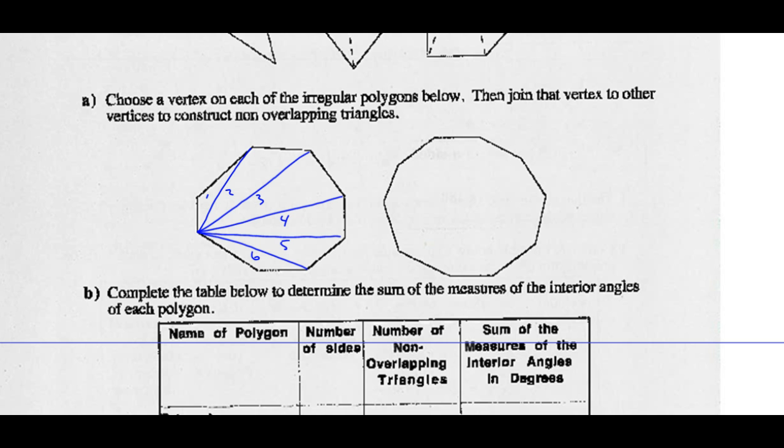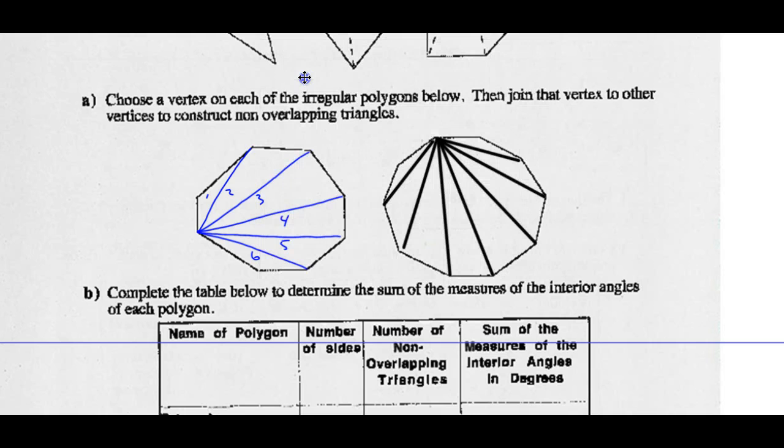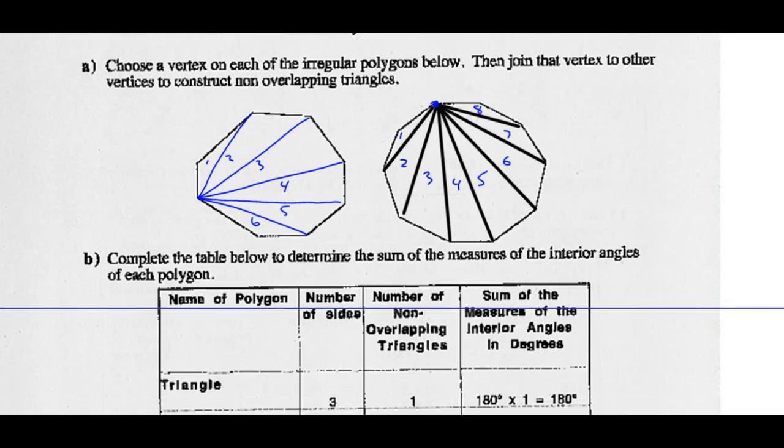You've got to do the same thing with the second shape here. Pause this and see how many non-overlapping triangles you come up with. So if you try this one, just the way I started, I chose this vertex, and I came up with 1, 2, 3, 4, 5, 6, 7, 8 non-overlapping triangles. You should get the same thing, it doesn't matter which vertex you start from.